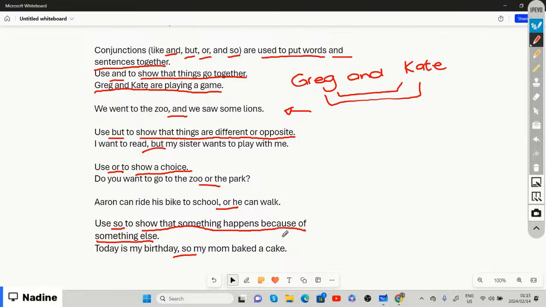And we call these conjunctions, where we either put words together or we put sentences together. Conjunctions.